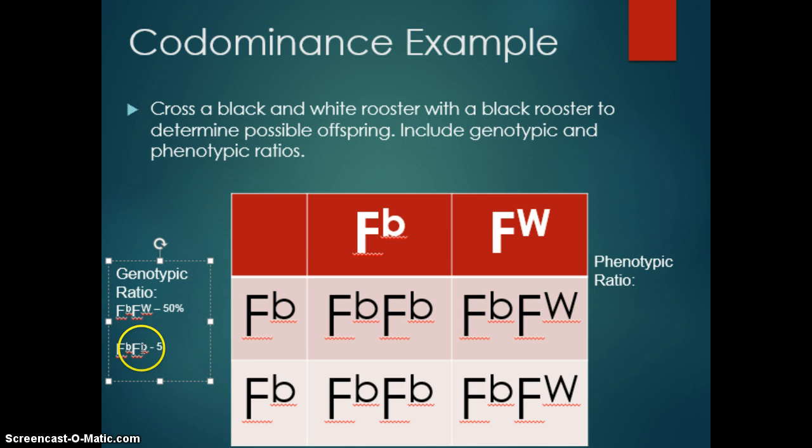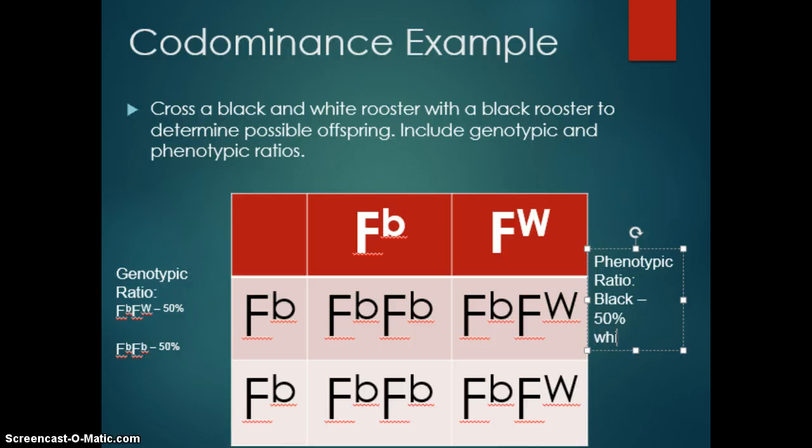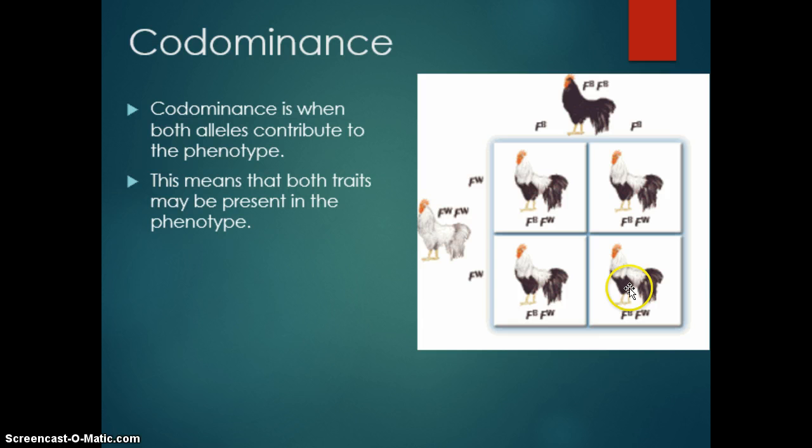So again, slight variations with this. What does that actually mean? What do these end up looking like? Well, we're going to have two black, so 50% black, and we're going to have a white and black for 50%. So what this basically means is that both of these are going to express their traits at the same time. There's not going to be this blending of it. Each is going to be expressed. So on the chicken, we will see a black and a white.